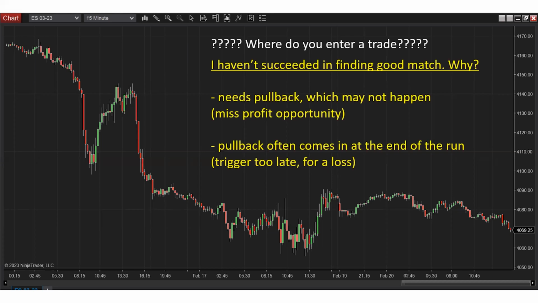And so the big picture that people talk about, selecting a higher time frame, I haven't succeeded in finding a good match for the aspect of looking at a big trend on a 15-minute chart. Why is that? Because it needs a pullback, which may not happen on a strong trend. And sometimes the trend is so strong that the pullback happens at the very end, and it will trigger you for a loss. So the big trend of the larger time frame, whichever it is, in this case a 15-minute, which is good enough for day trading, I have not found this approach successful as automated trading.